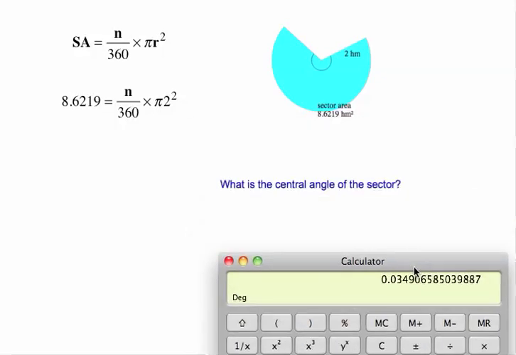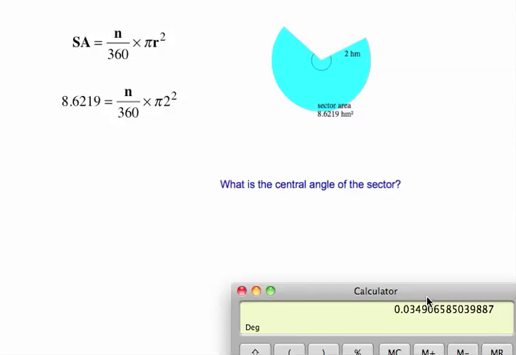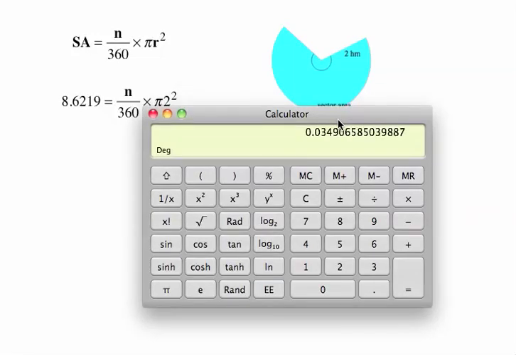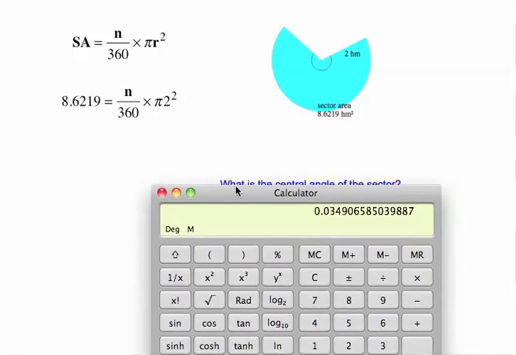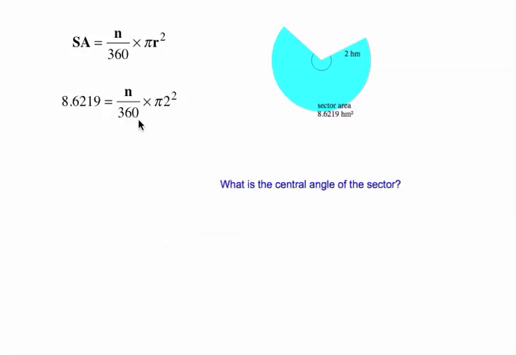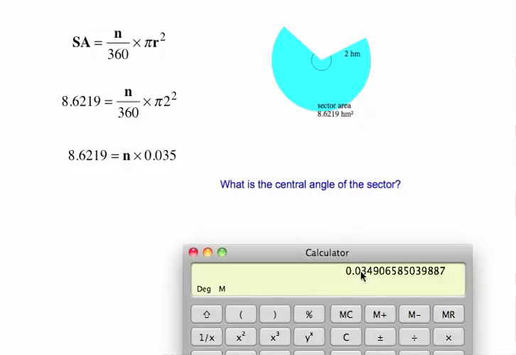And on a handheld calculator, by the way, I think you just press one of these. I think it's M plus. Okay, so now I have something in memory. And then I'm going to do my next step. Let's go back to the calculator for a second. That number, I'm just rounding it to 0.035, just for writing purposes, but I'm keeping the number in the calculator.